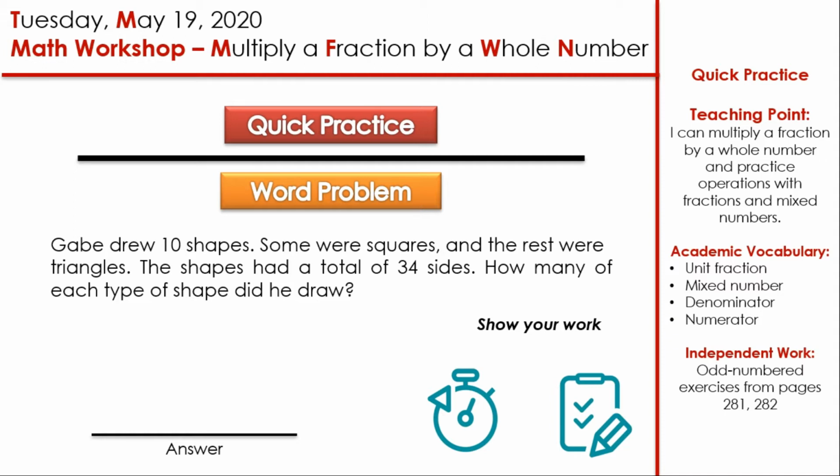Alright? We have a word problem right here. It says, Dave drew 10 shapes. Some were squares and the rest were triangles. The shapes had a total of 34 sides. How many of each type of shape did he draw? Alright, so this is basically for you to go over shapes and measurement and all the stuff, so you can play a little bit around. But anyway, I shared the answer with you. I'm really eager to see how you come up with the answer in your work.